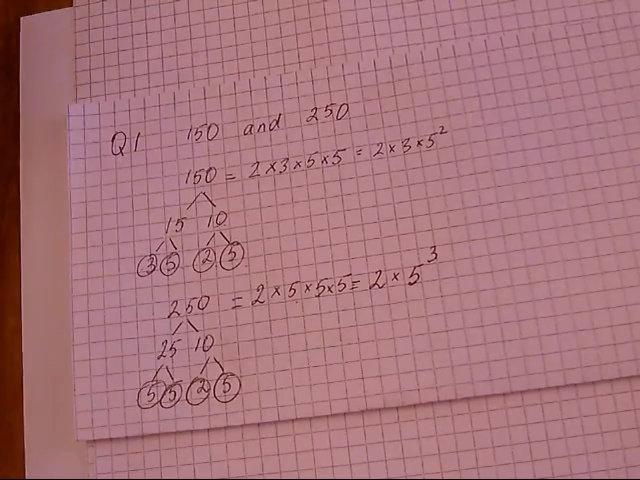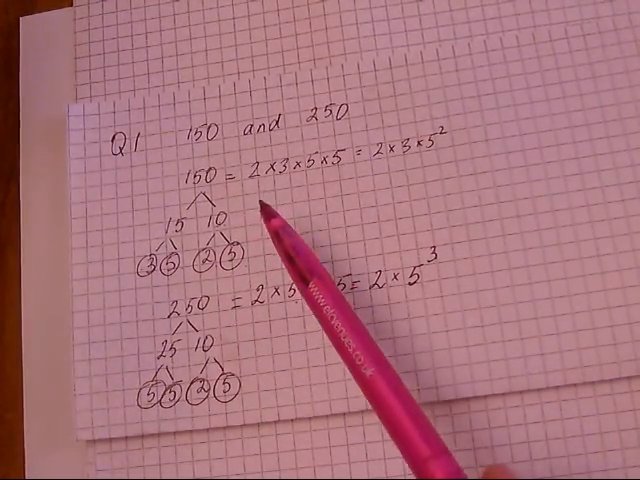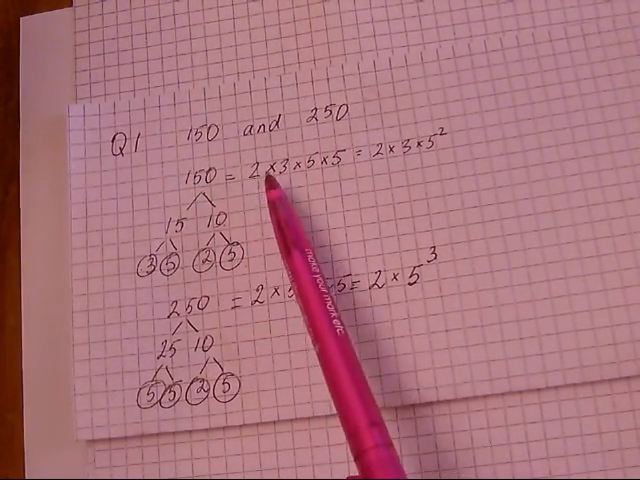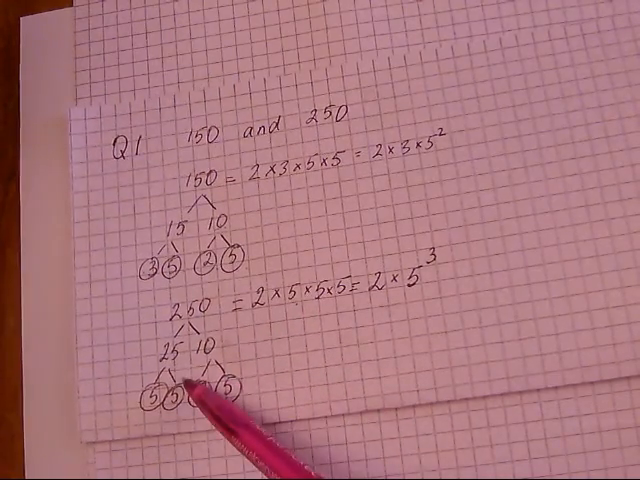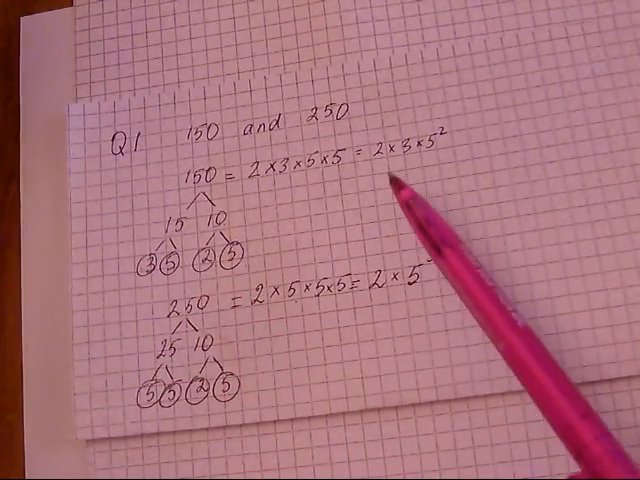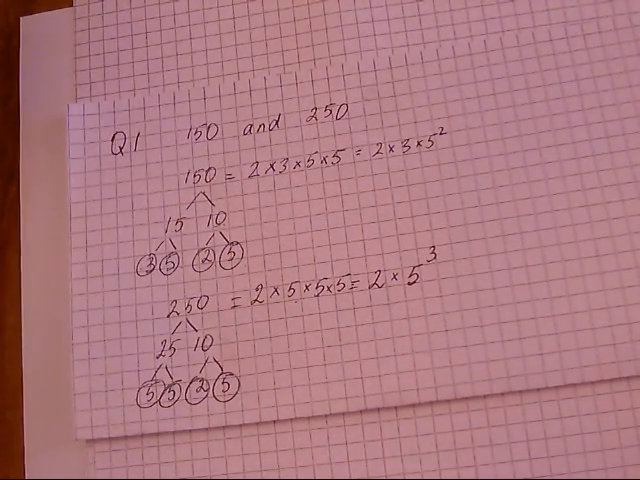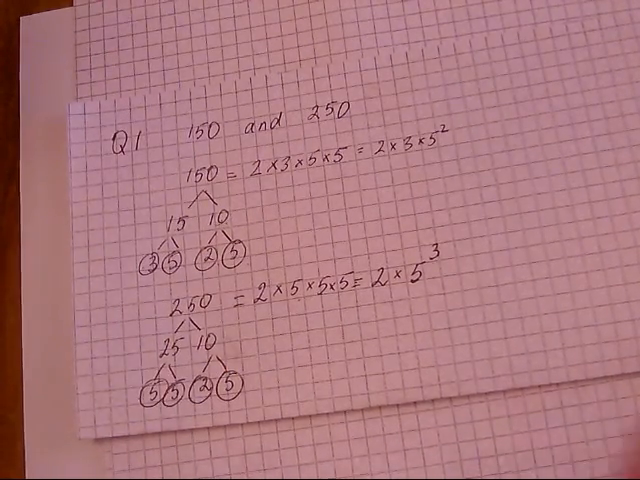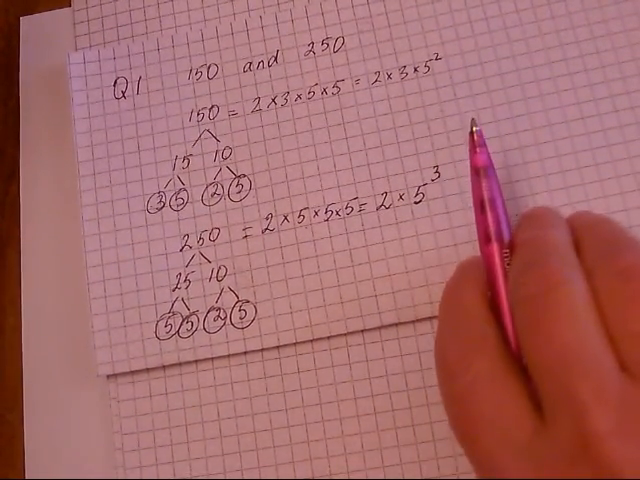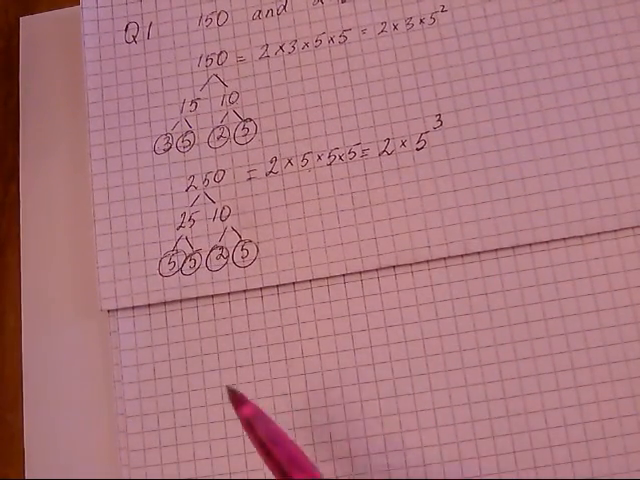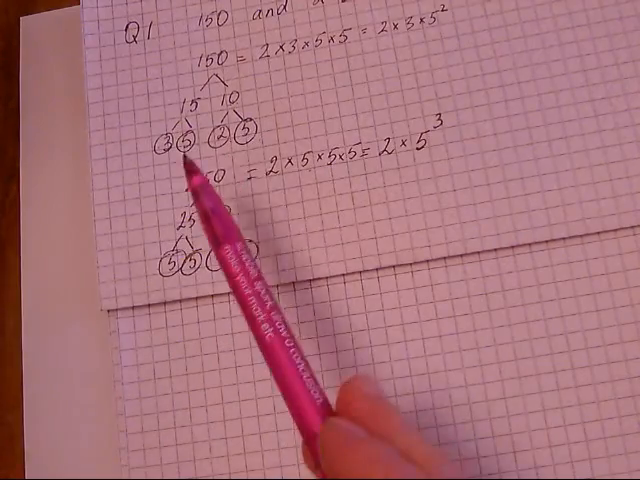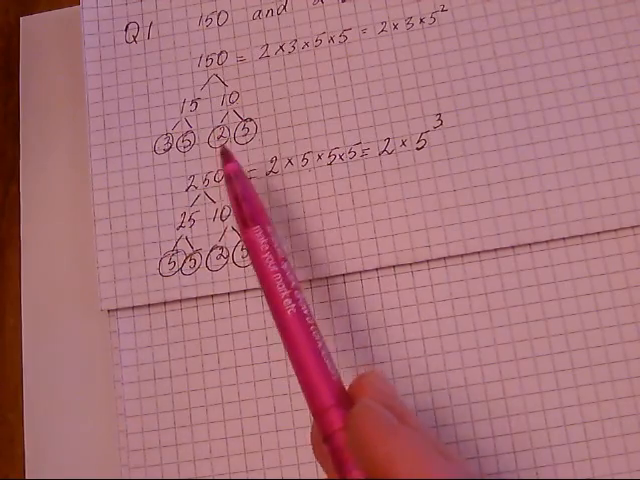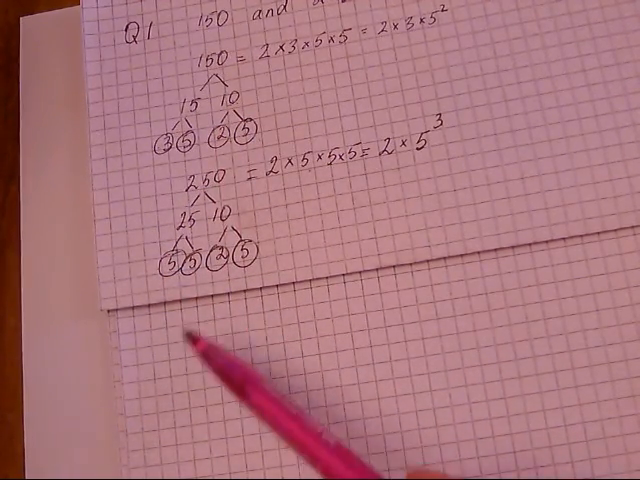Hello there. In the last video we wrote two numbers, 150 and 250, as products of their prime factors using only tree diagrams, and we also wrote them in index form. I promised you last time that I will show you another method that you might find quicker, and I think many pitfalls that the tree diagram method has might be avoided with this new method if you like it.